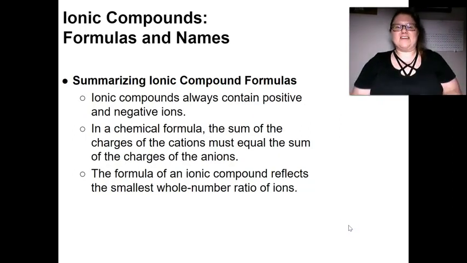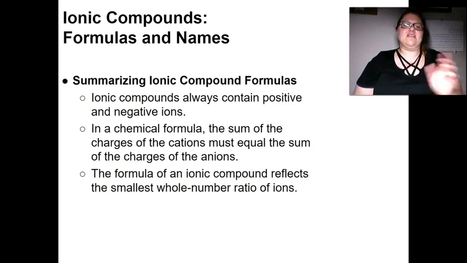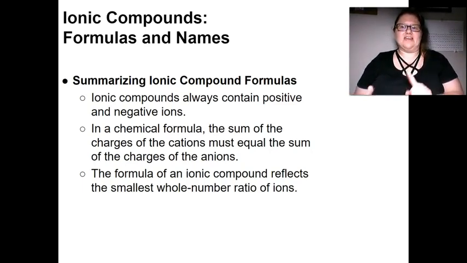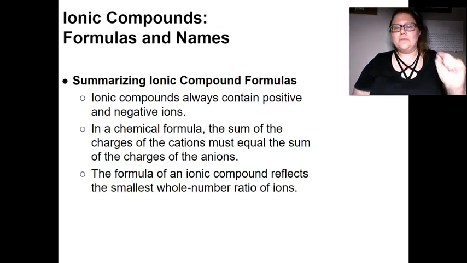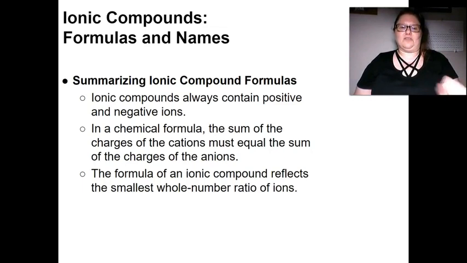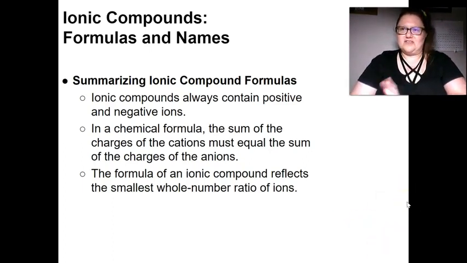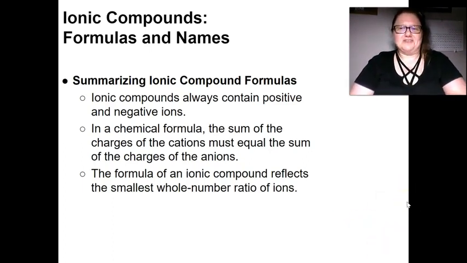All right, summarizing ionic compound formulas. Ionic compounds always have a positive and a negative ion coming together. In a chemical formula, the sum of the charges of the cations must equal the sum of the charges on the anions. We hadn't seen that yet, actually, so we will see that soon. And the formula for an ionic compound is always a small whole number ratio of the ions. We hadn't really covered that yet either, so it's a little odd that the book puts this summarizing page right here. But we will cover this, so stay tuned.